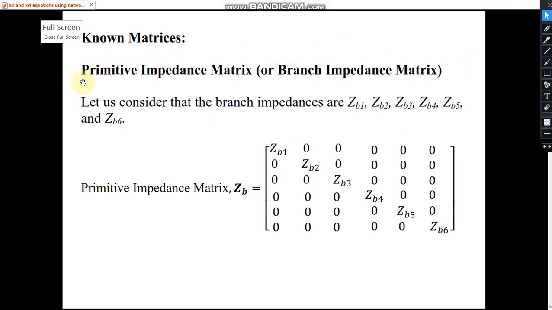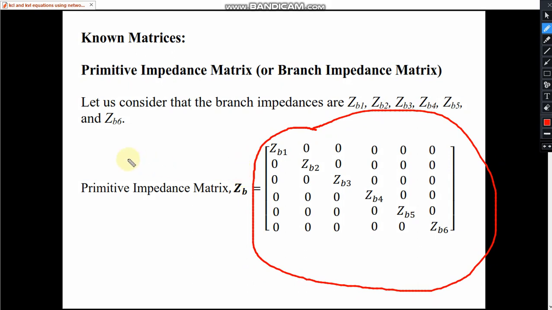Now there are some matrices. Some of the matrices we have already discussed: incidence matrix, fundamental cut set matrix, fundamental tie set matrix. Now there are some more matrices. Primitive impedance matrix, which is also known as branch impedance matrix. Now branch impedance matrix, suppose we are having 6 branches. Now if we are having 6 branches, so this will be a 6 by 6 matrix like this.